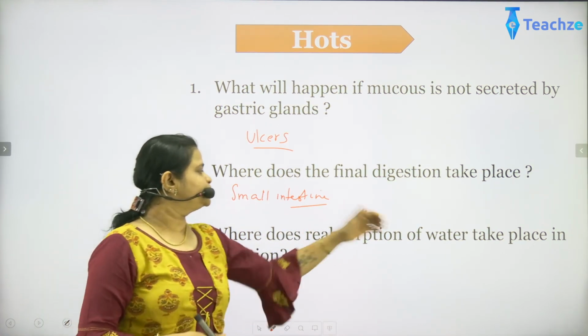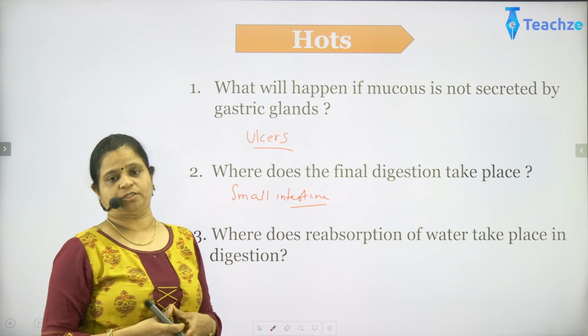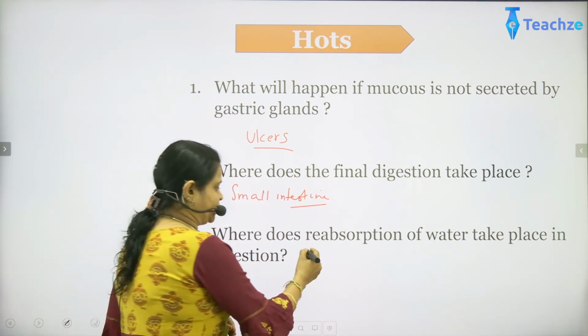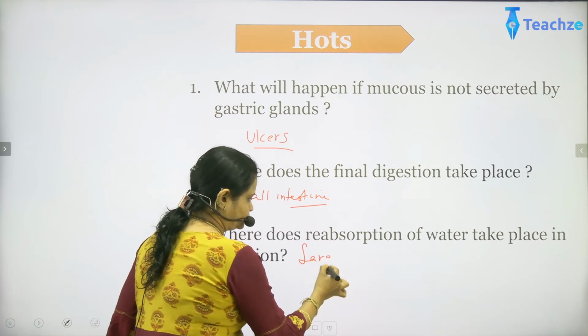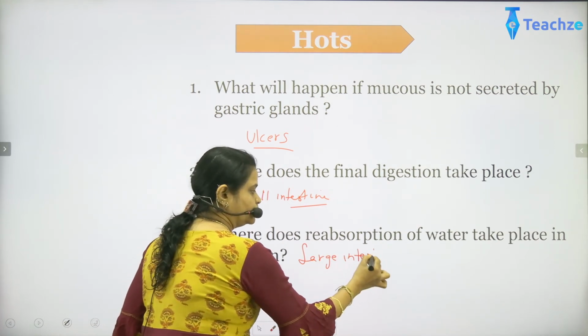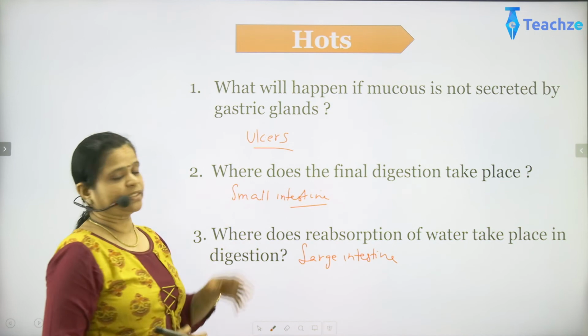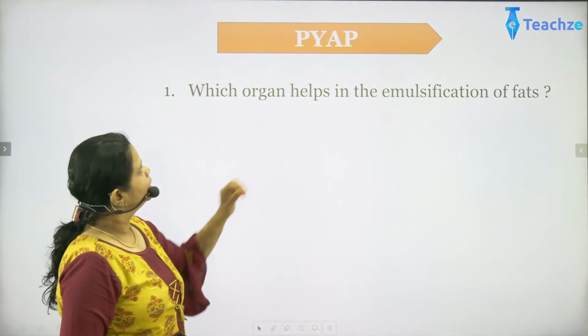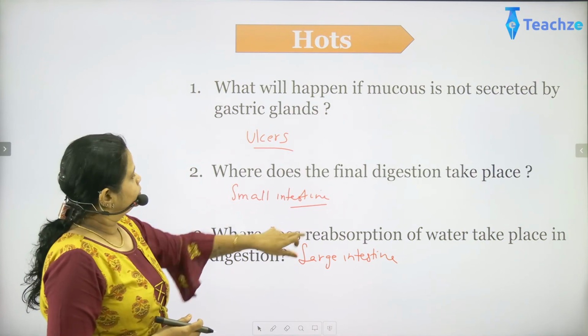Now where does the reabsorption of water take place in digestion? This was the question. Reabsorption of water finally takes place in the large intestine. So these are the three questions. We will look forward to some more questions.